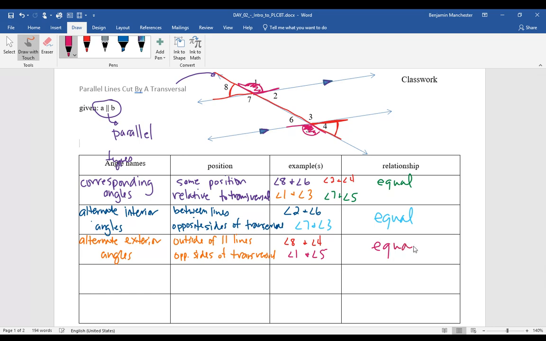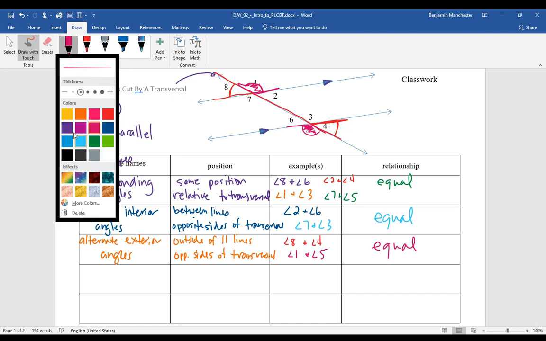Okay, these ones are also going to be equal. Okay, and there's a theorem that says why they are that way too. So we have corresponding, alternate interiors and alternate exteriors, all that are equal to each other. Okay, every single time we have one of these pairs, they happen to be equal. Okay, but now we have another set that are not equal.